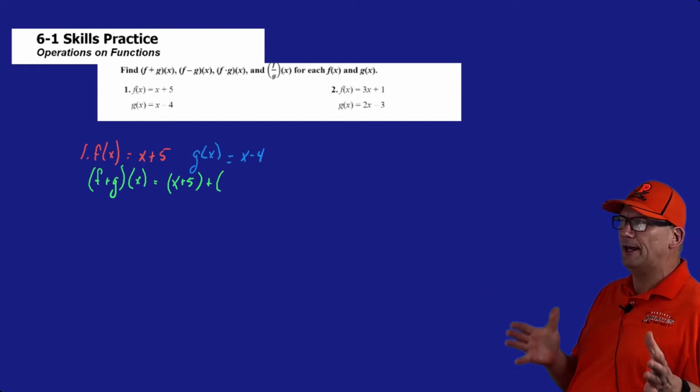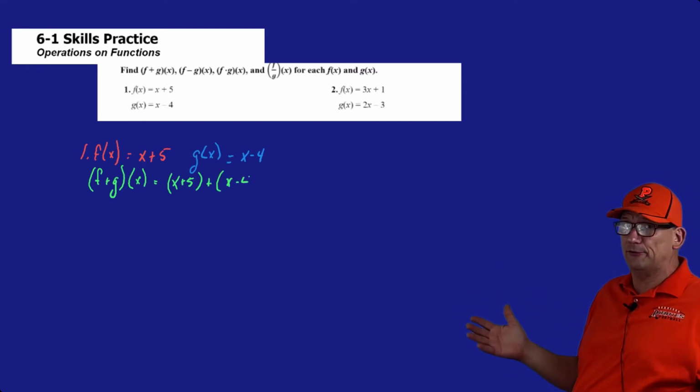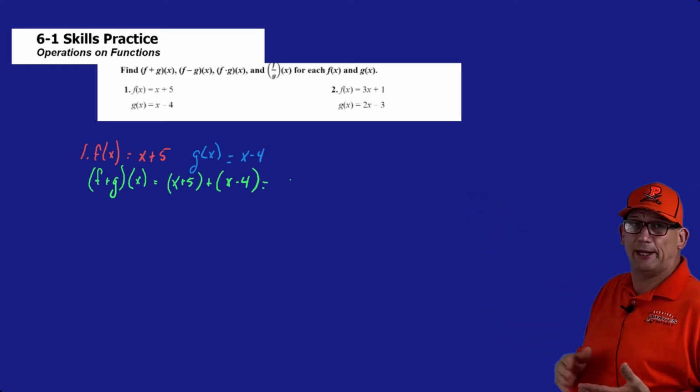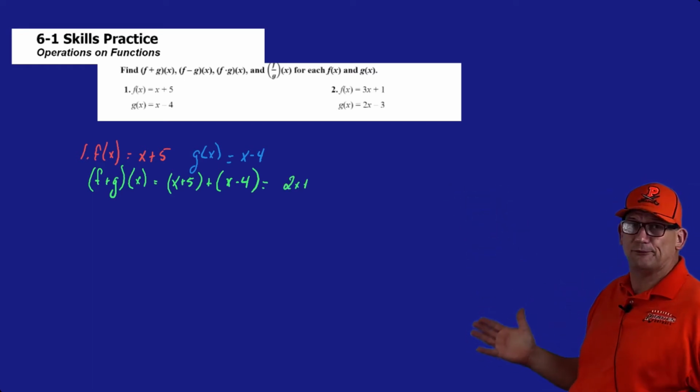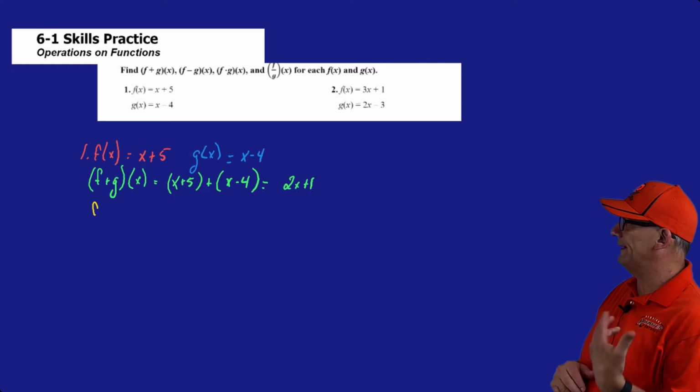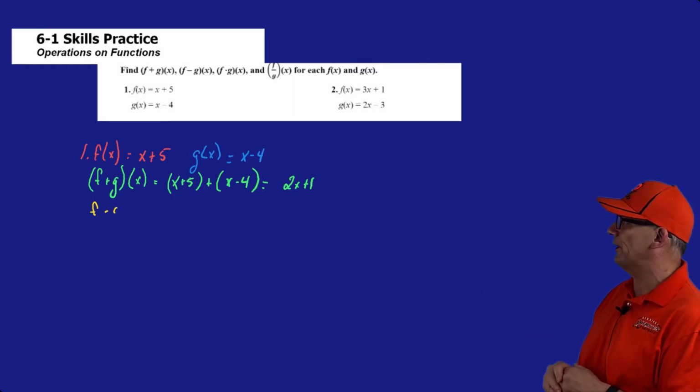And we've done adding polynomials. We already know how to do this. It's just a fancy way of writing it. So we're going to combine like terms. That's all you're going to do here. So we add the x's together, you end up with 2x plus 1.